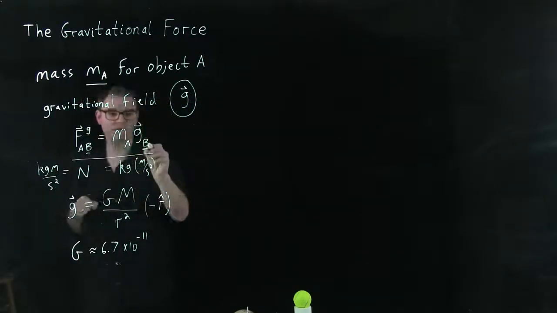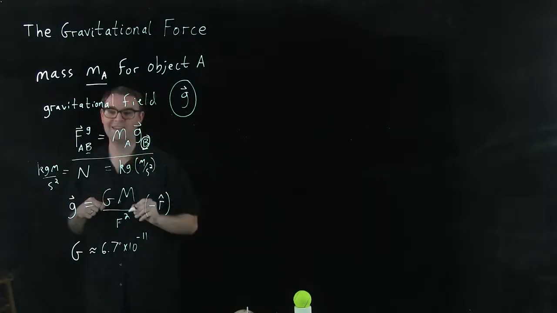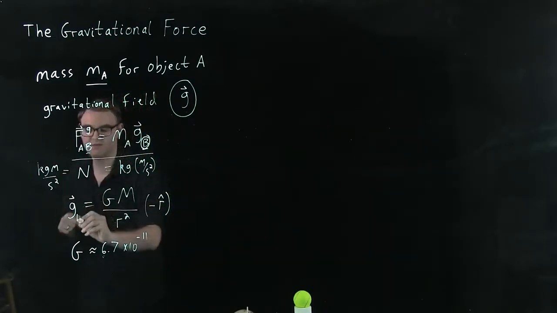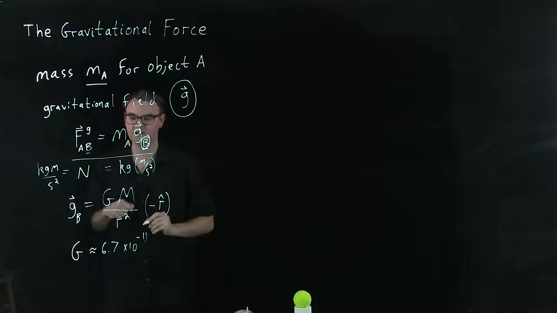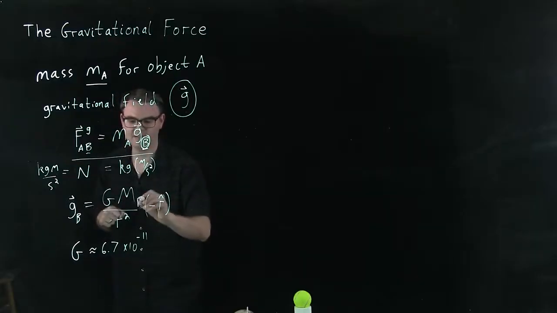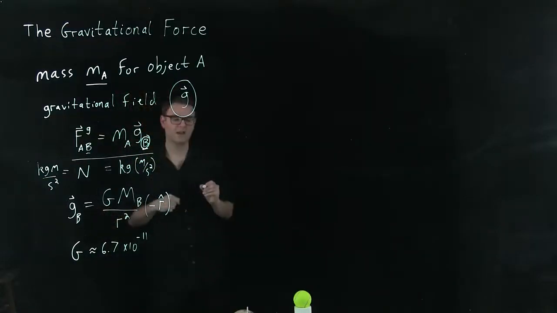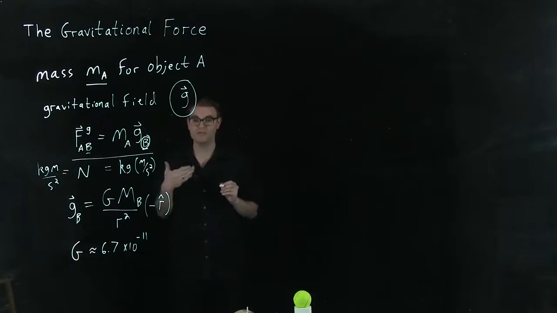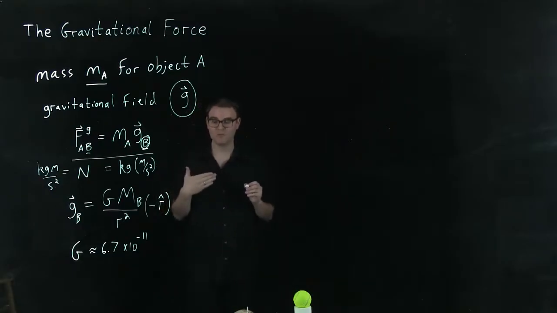In particular, we want to know what thing is creating the gravitational field. So if you add a label like this on here, it is the mass of the object which is creating the gravitational field. In this case, that would be object B.